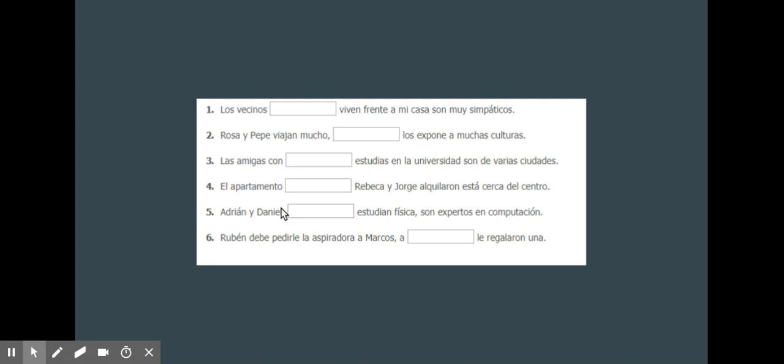Finally, this one you have to choose between the 4, que, quien, quienes, or lo que. So number 1, the neighbors that live in front of my house are very kind. The word that is the relative pronoun. We're talking about los vecinos. Generally, you could use que in this case. Like I said, more often than not, it's going to be que. Number 2, Rosa y Pepe viajan mucho. Rosa and Pepe travel a lot, which exposes them to various cultures, or a lot of cultures. That which is a relative pronoun. So Rosa y Pepe viajan mucho, lo que los expone a muchas culturas.